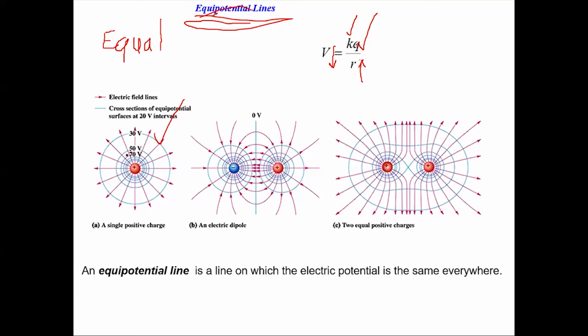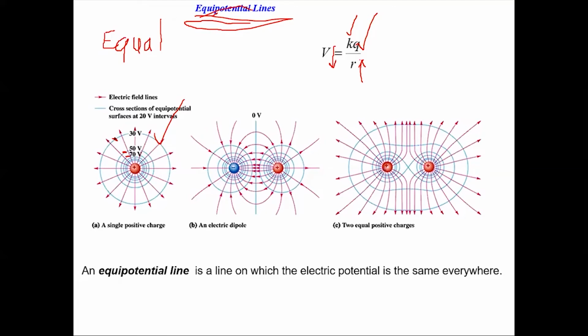Let's talk about this line here. Do you see this line? This is 70. If you talk about this line, what is the potential for that line? 70 volt. If you talk about this line, what is the potential? 50 volt. And this line? 30 volt. See, it's going decreasing. As you go further away from the charge, the potential goes on decreasing.